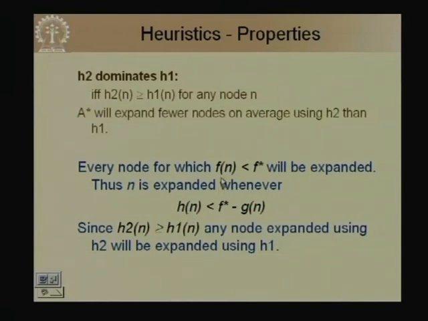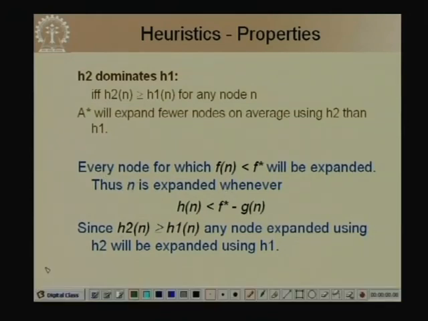A star with h1 as the heuristic function expands every node for which f(n) is less than f star. So, every node for which f(n) is less than f star will be expanded. Some nodes where f(n) equal to f star, some of these nodes will be expanded. A star with h2 as the heuristic will expand all nodes with f2(n) less than f star. So, if h2(n) is greater than or equal to h1(n), the nodes which A star with h2 will expand must be a subset of the nodes which A star with h1 can expand.